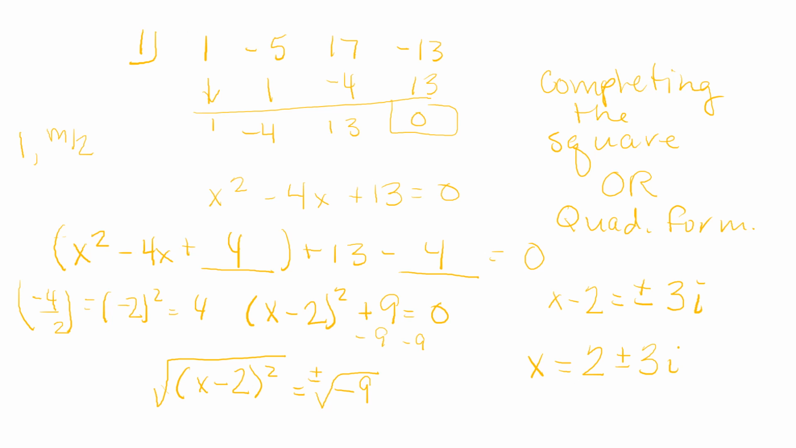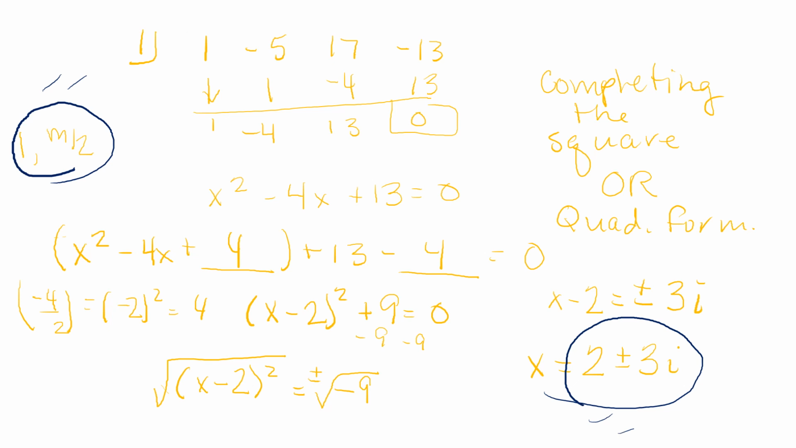So my zeros are positive 1 with a multiplicity of 2, and then 2 plus or minus 3i. So those are 1, 2, 3, 4 solutions.